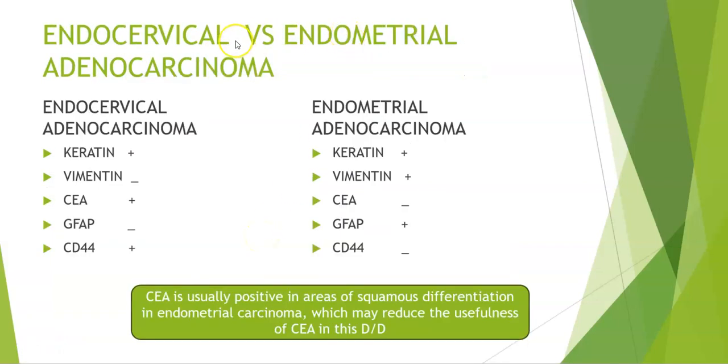Now coming to endocervical adenocarcinoma versus endometrial adenocarcinoma. Both are positive for keratin. But vimentin is positive in endometrial adenocarcinomas while it is negative in endocervical. Carcinoembryonic antigen, CEA, is positive in endocervical adenocarcinomas. CD44 is also positive in endocervical adenocarcinoma, while GFAP is positive in endometrial adenocarcinoma. So endometrial carcinoma is positive for keratin, vimentin and GFAP, while endocervical is positive for keratin, CEA and CD44.